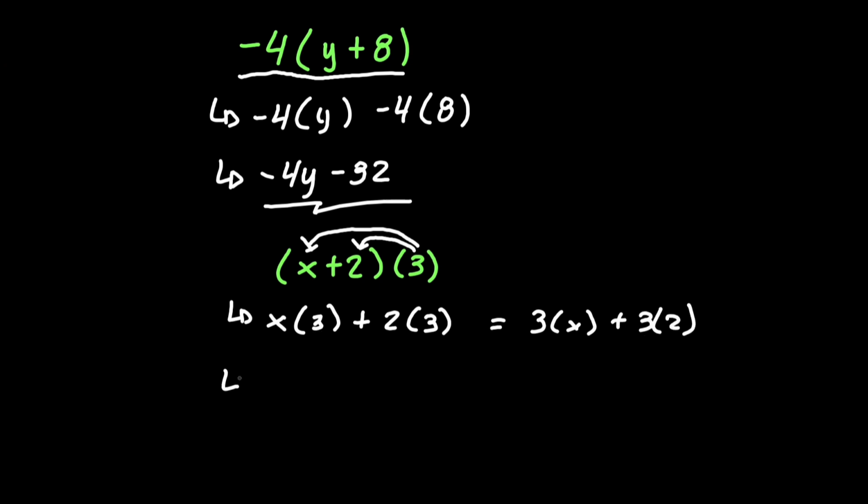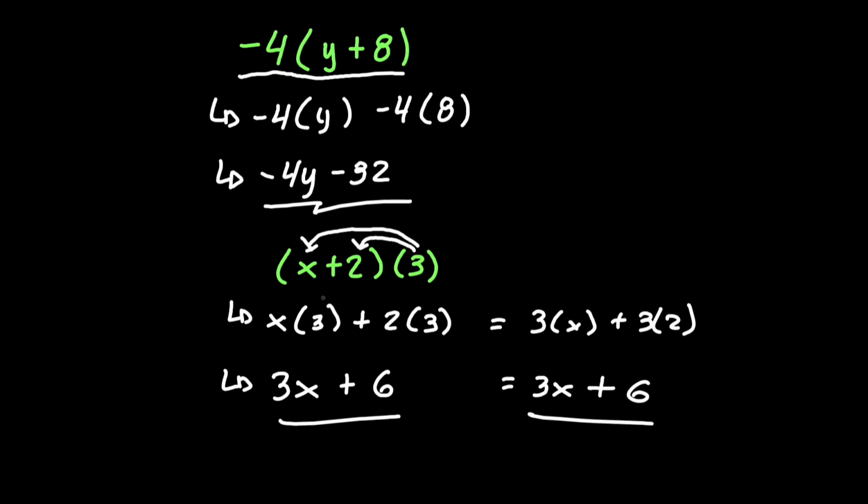Let us try this. And so it would be x multiplied by 3 would be 3x plus 2 multiplied by 3 would be 6. Same as here also, 3 multiplied by x would be 3x plus 3 multiplied by 2 would be 6. So they are the same answer. It does not matter what the order is as long as you distribute it amongst themselves. Because if you think about this, x plus 2 multiplied by 3 is like 3 multiplied by x plus 2. So it's just like that.